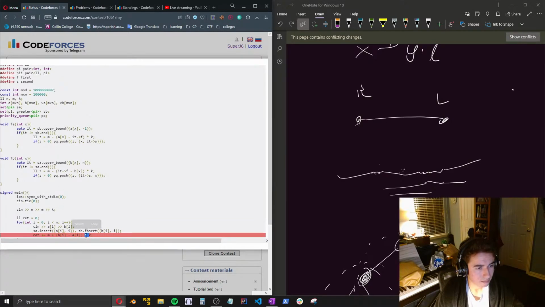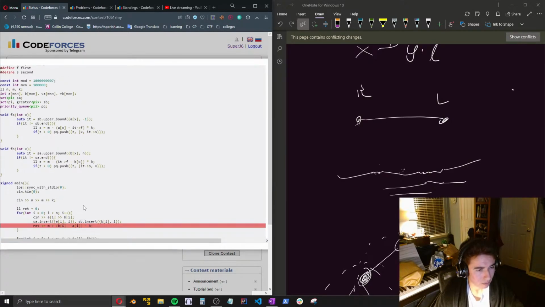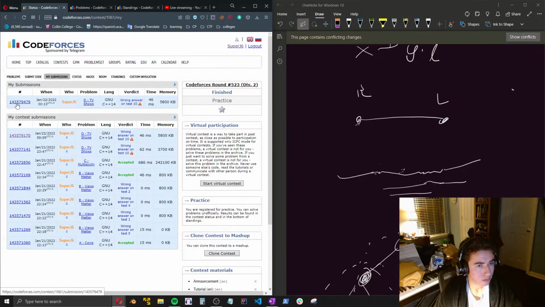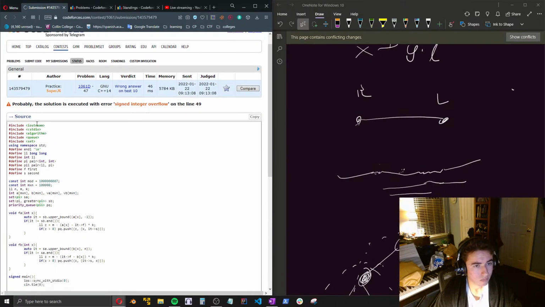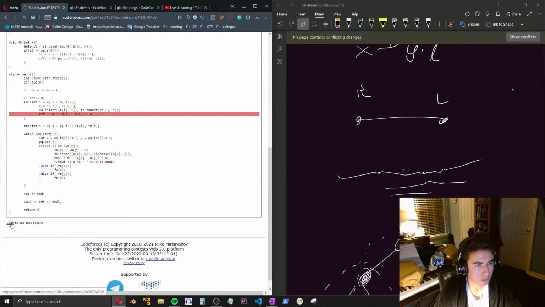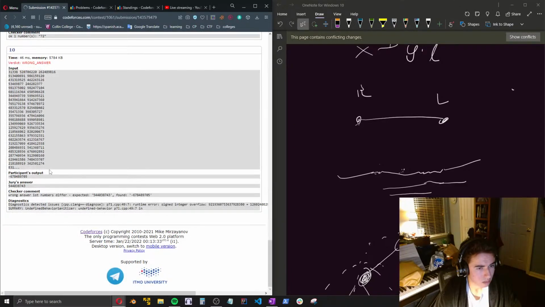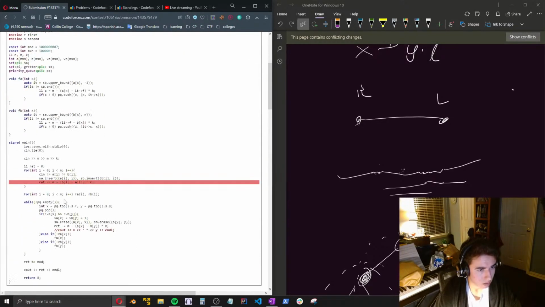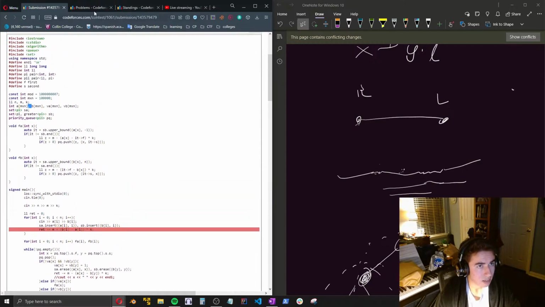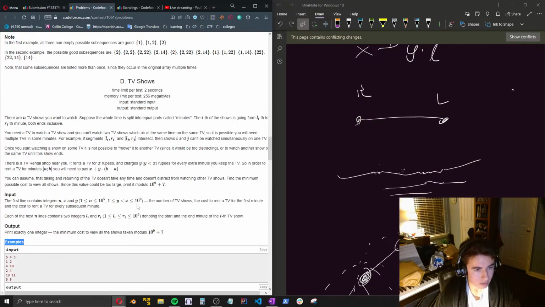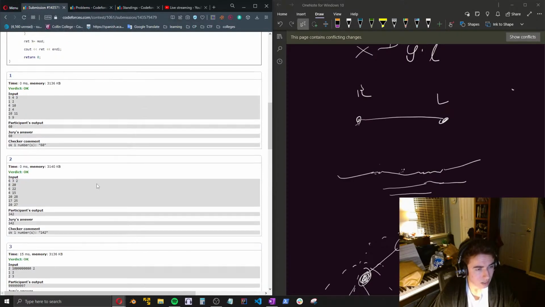Long? A of I, B of I? How was there overflow there? I said, is there overflow multiple times? Look. K is a long. Correct? You can see right here, K is a long. K is at most 10 to the 9th. 10 to the 9th times 10 to the 9th is 10 to the 18th.